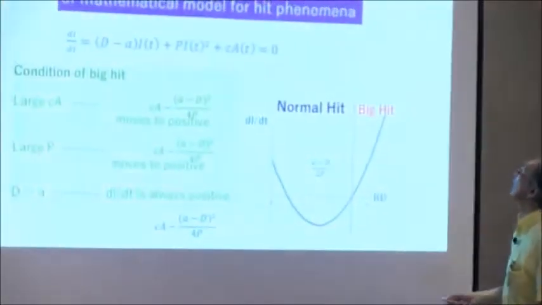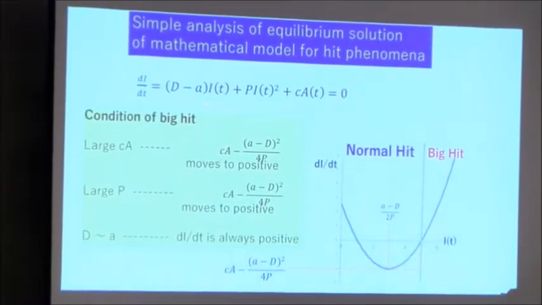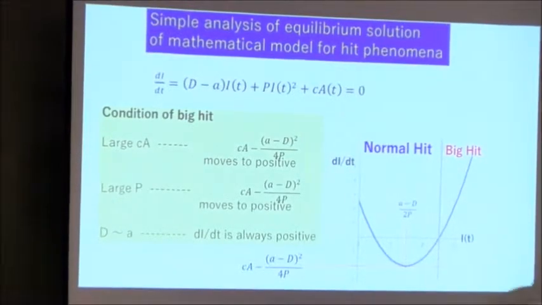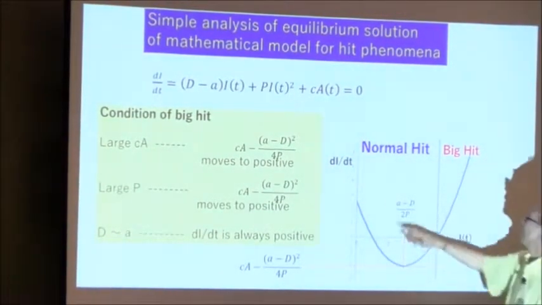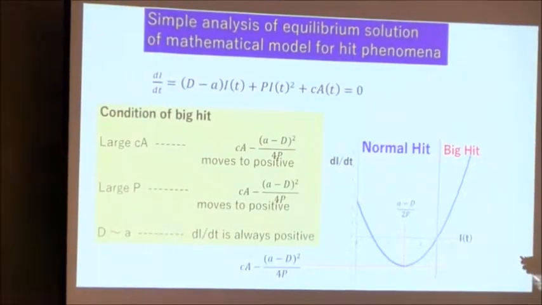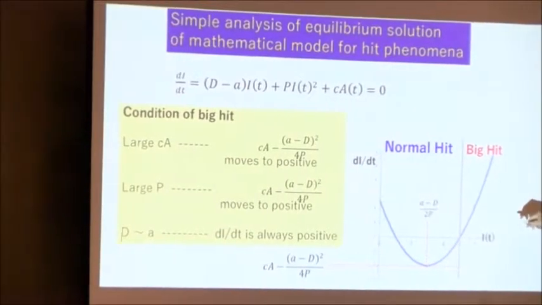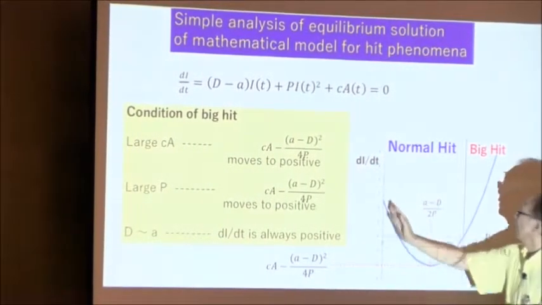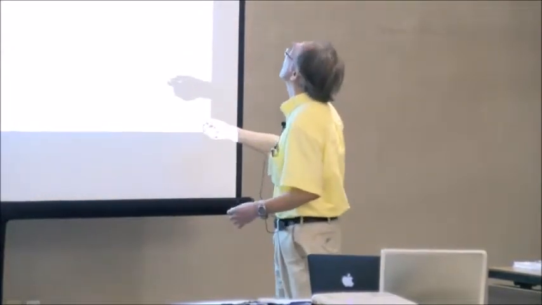Okay, this is a simple analysis of the solutions of our equations. The horizontal axis is the function I of t, and this is the derivative of I. Then these equations show these parabolic lines, and in the normal hit area, the equilibrium solution is here. If our setting is beyond this gray line, then there is a big hit and the equilibrium solution is infinite. Of course, in a real hit, it is not infinite, but it means a very, very high level hit.